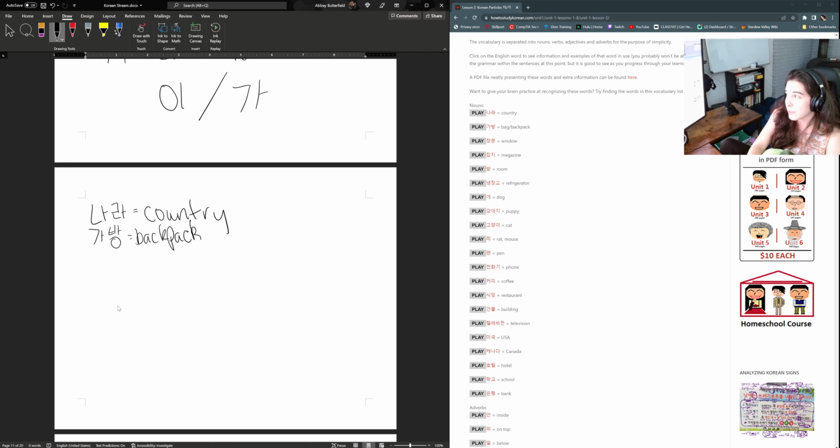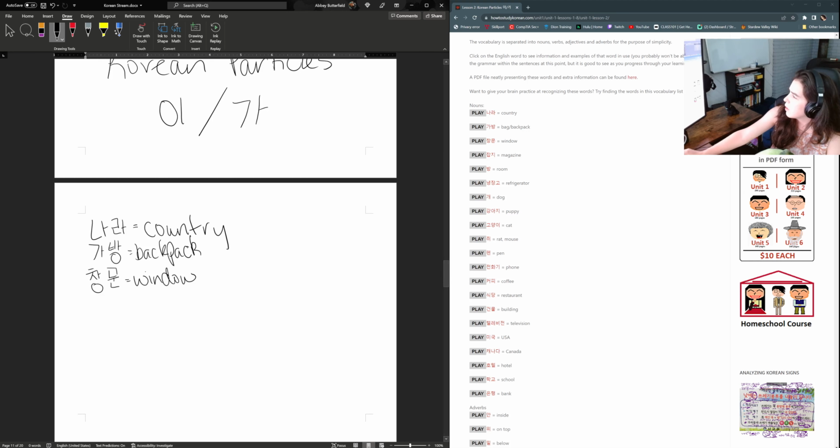And next is Chengmun, which is window. Sorry. Oh, Tongmun, not Chengmun. Tongmun. Window. Let's listen to that one. 창문. And 잡지, which is magazine. I don't know why I'm having such a hard time trying to figure out how to spell that. Magazine.